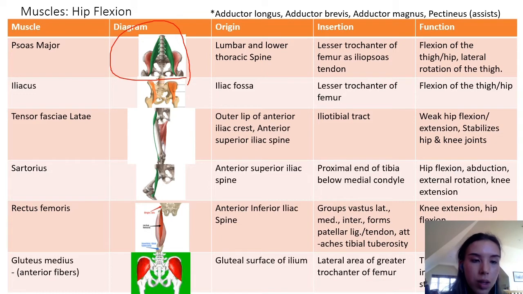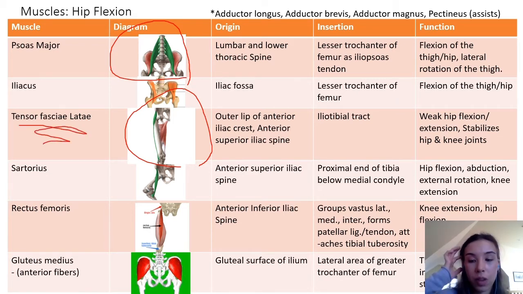So next we have the tensor fasciae latae, and this one runs along your IT band, and it also really helps with the flexion and extension of your leg. This is one of the muscles really responsible for pain in your leg or your IT band after running. This is a biggie. And then my last one that I'm going to focus on is the gluteus medius, because it also plays a huge role in not only hip flexion, but also hip stabilization while running.